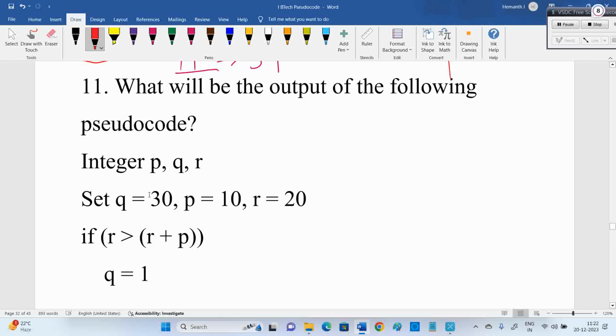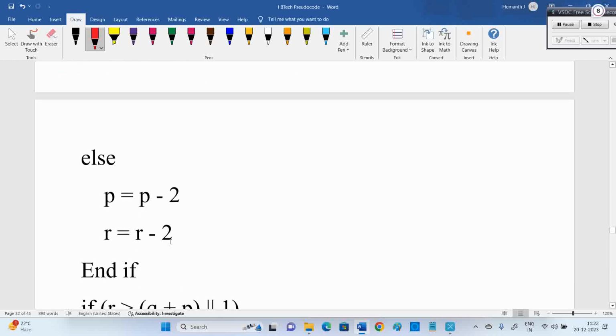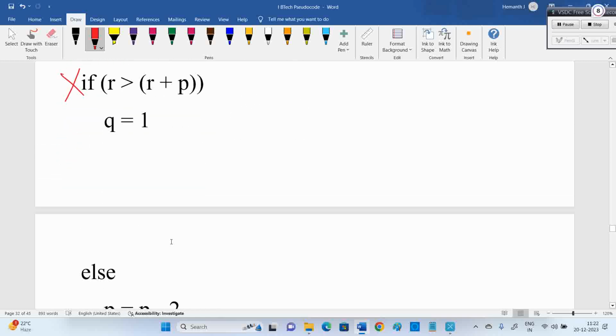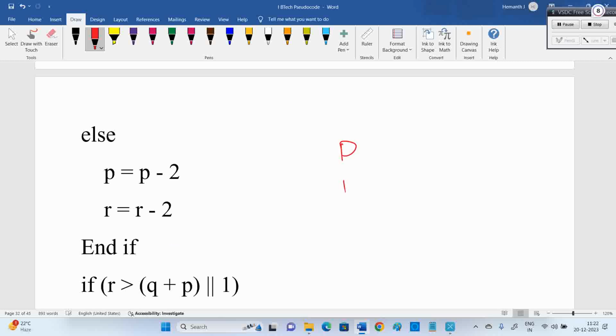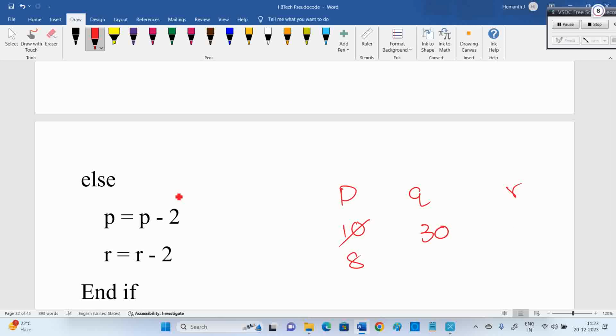Now let's see about this question. See the condition: R greater than R plus P. R is never greater than R plus something positive, so the condition fails and we don't need to enter into it. We go directly to else. What is else? P is equal to P minus 2. So P is updated from 10 to 8, and R, previously 20, becomes 18.